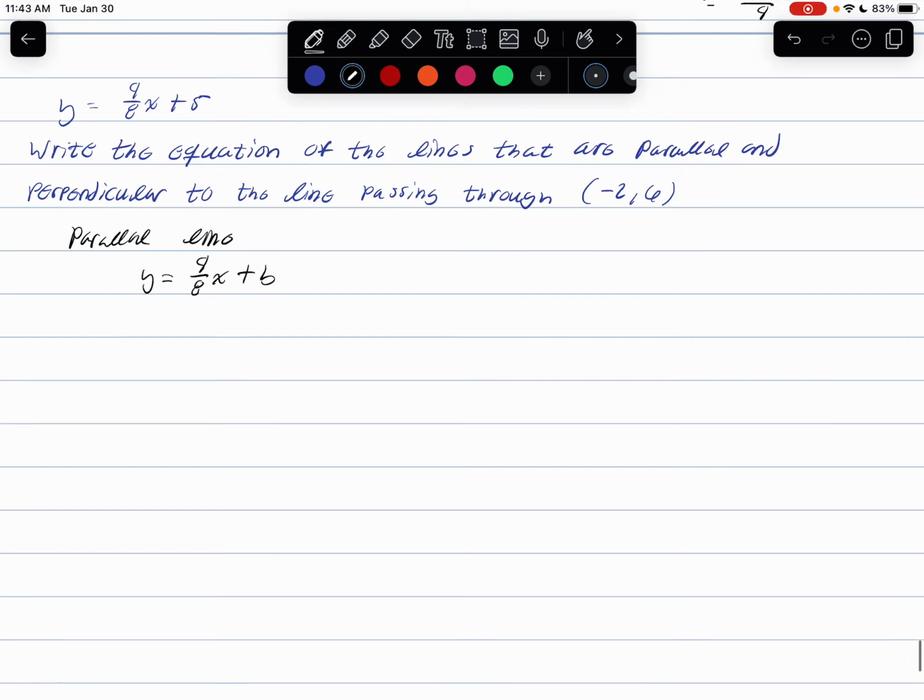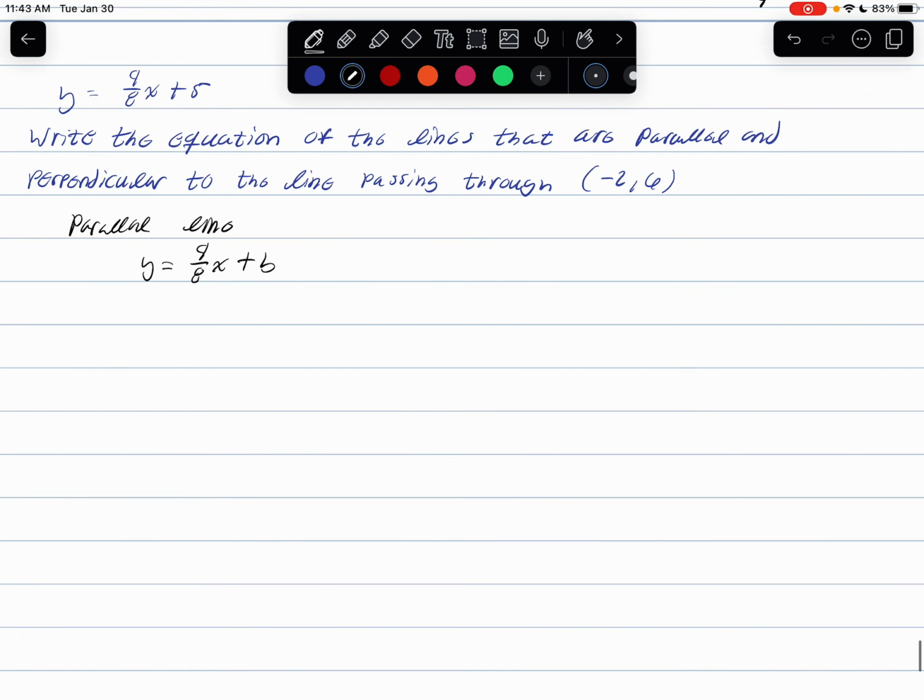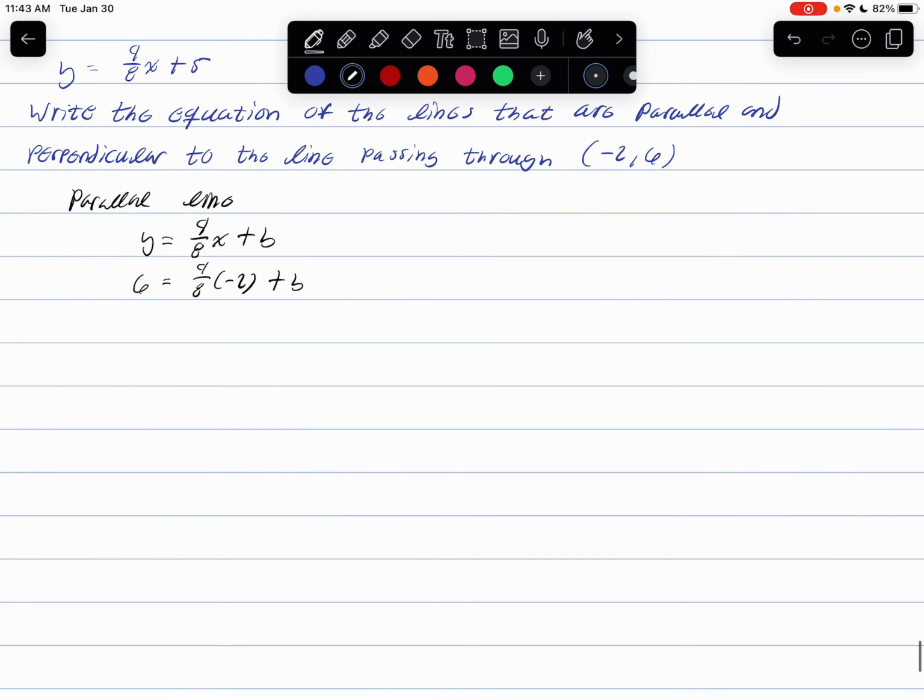So let's see if we can find what these equations are going to be. Let's go ahead and plug in our x and y values again. For y, we're going to do 6. So we'll have 6 is equal to 9 over 8 times negative 2 plus b. If we have 9 times negative 2, that's going to give us negative 18 over 8. So we have 6 is equal to negative 18 over 8 plus b.